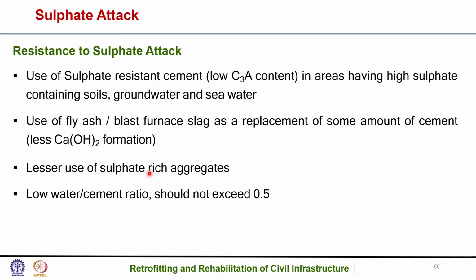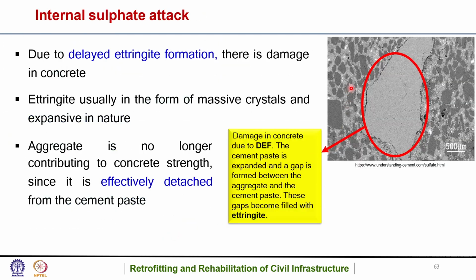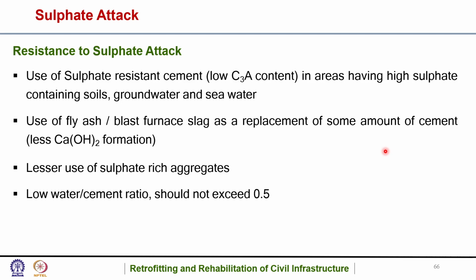Then lesser use of sulfate rich aggregates and lower water cement ratio, which should not exceed 0.5, because more water means more chance of reaction of sulfates happening. Apart from that, more capillary pores can result in expansion, making a layer and causing damage by increasing the gap, because of its expansive nature. So these are some of the ways to resist the sulfate attack.